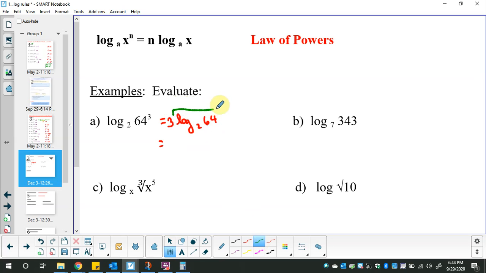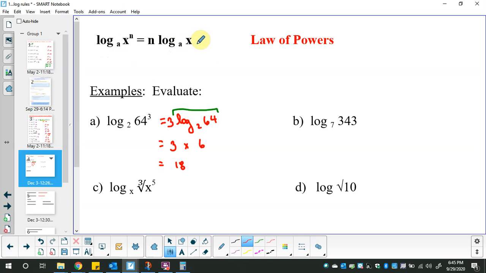As in, I can ask you, how many 2's does it take to make 64? And the answer for that is that there are 6 2's. So 2 to the power of 6 equals 64, which I would then have to multiply by the 3 that I stuck out front because of the law of powers, and that equals 18. So that's how the law of powers is useful.